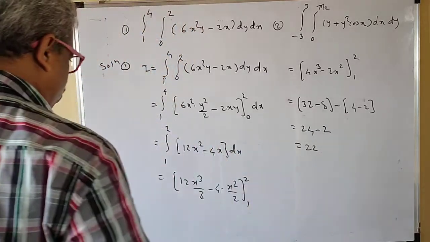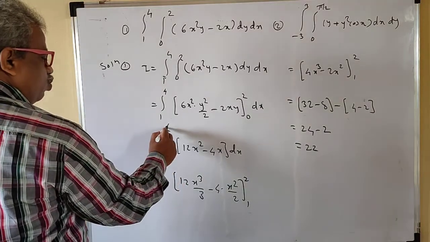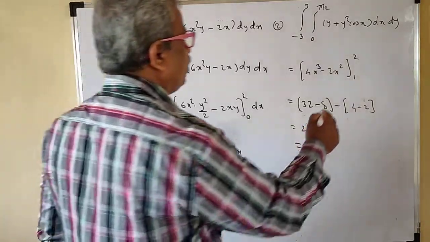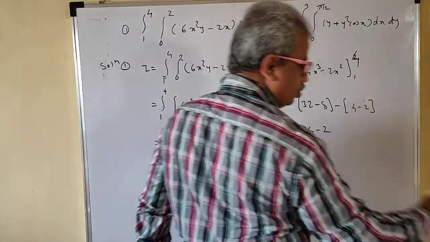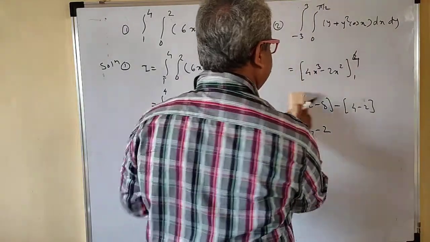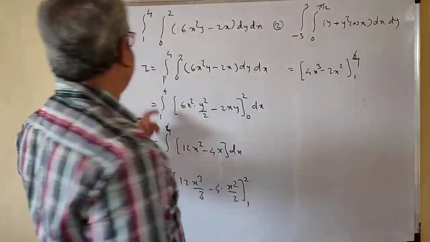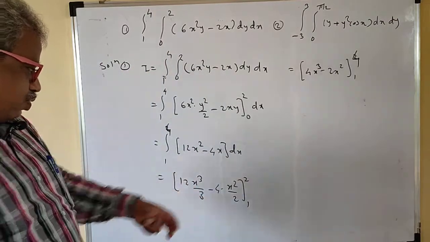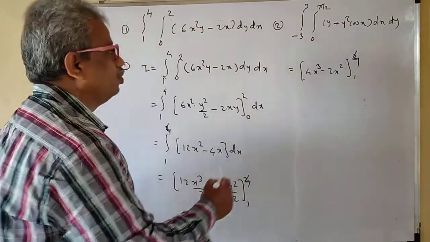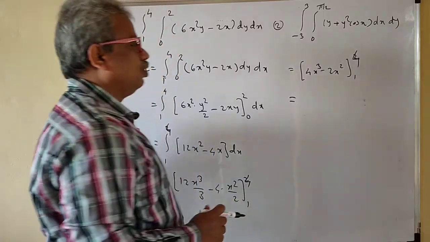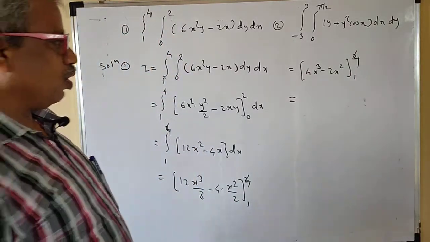Oh, the limit is 1 to 4, not 1 to 2. The limit is 1 to 4. So we have to put 1 to 4 here. Now I have to put x is equal to 4.